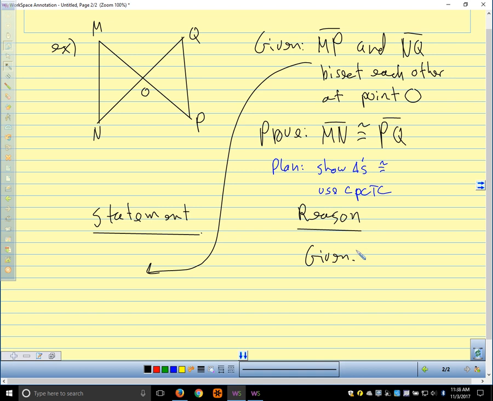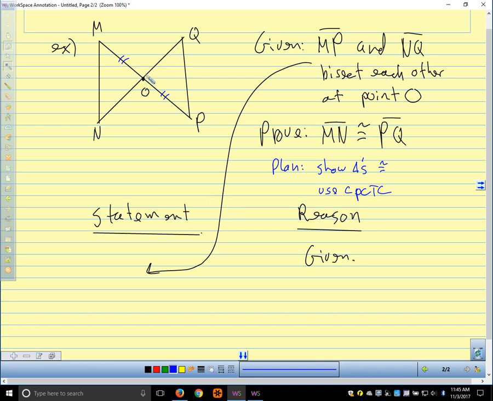All right, so let's look at that given information. It says segment MP and segment NQ bisect each other at point O. What does bisect mean? Cut in half. They cut each other in half. So right there at point O, each of those segments is cut in half. Well, what does that tell us about segment MO and segment OP? They have to be the same. They have to be congruent. So I can mark those congruent.